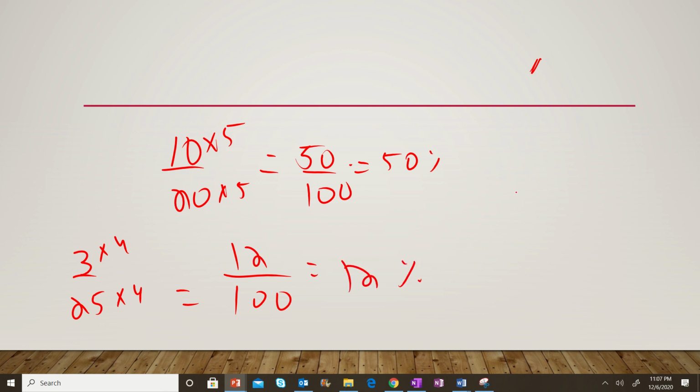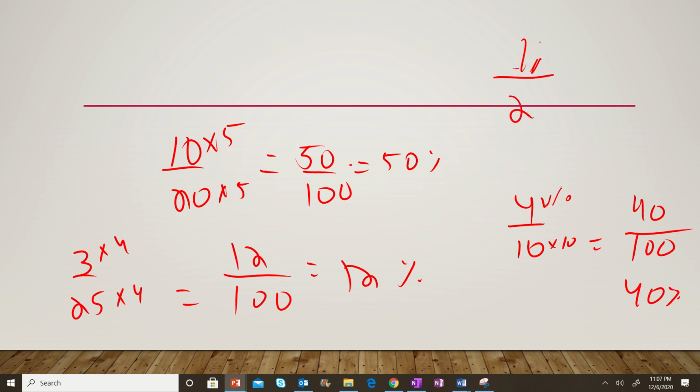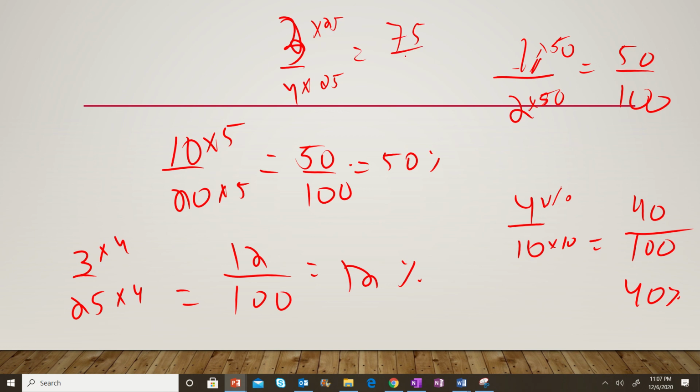Let's go with 4 over 10. I'm going to go 10 times 10 is 100, and I always write it over here because I'm converting. So I'm going to do 4 times 10, and I'm going to get 40 over 100, which is 40%. Let's go 1 over 2 times 50, times 50, we're going to get 50 over 100. Let's go to 3 over 4 times 25, times 25. We're going to get 75 over 100, which is 75%.